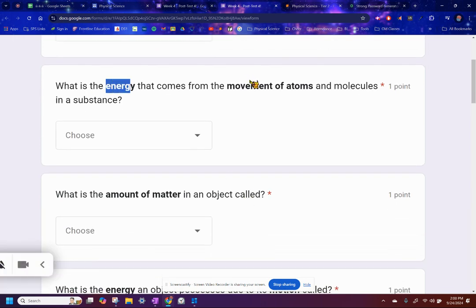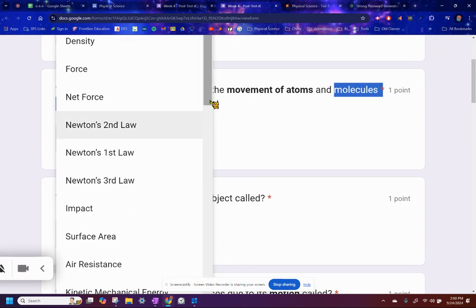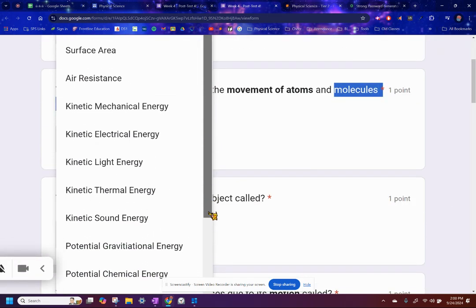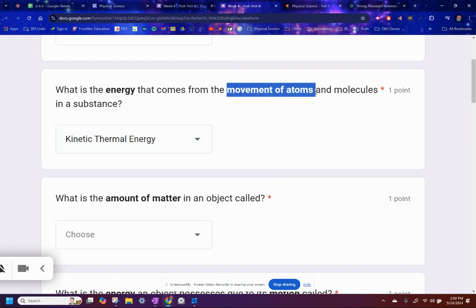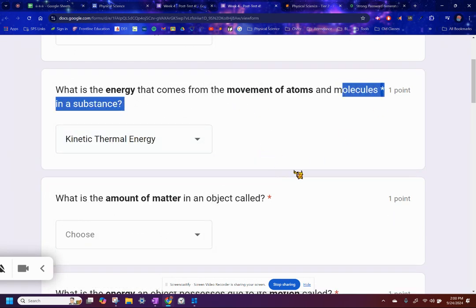What is the energy that comes from the movement of atoms and molecules and substances? This is the vibration of atoms. This one is going to be kinetic thermal. Thermal energy. It comes from the movement of atoms and molecules.